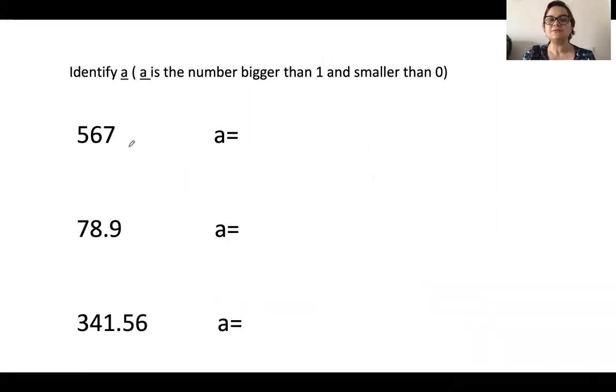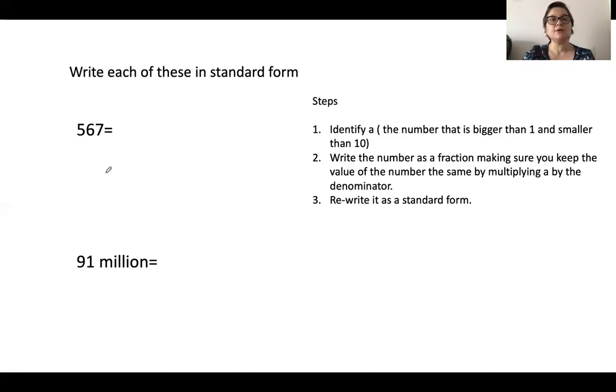We are going to identify a here for these three numbers. In the first one, remember, bigger than 1, smaller than 10, so a is going to be 5.67. For the second one, it's going to be 7.89. And for the third one, a is going to be 3.4156. See, it's very important to write all the digits inside the a when you represent a number in standard form. Now here we are going to write each of these numbers in standard form.